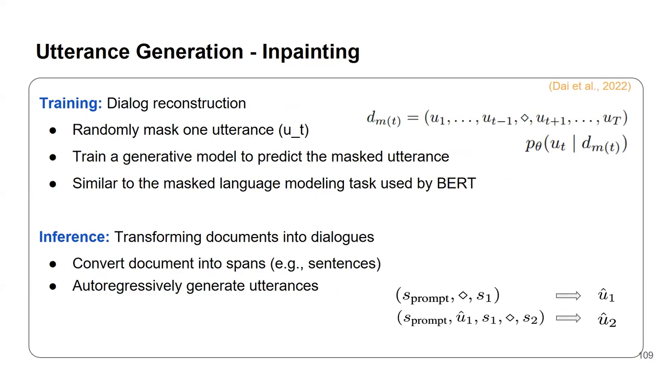To do that, we have two phases. The first one is training. In the training, we have a dialogue sample, and we mask one of the utterances randomly, and then the model tries to predict the masked utterance. The second phase is inference, where the document is transferred to a dialogue, and this can be done sequentially. First, the first sentence is predicted, and then based on this sentence, the second sentence is predicted.